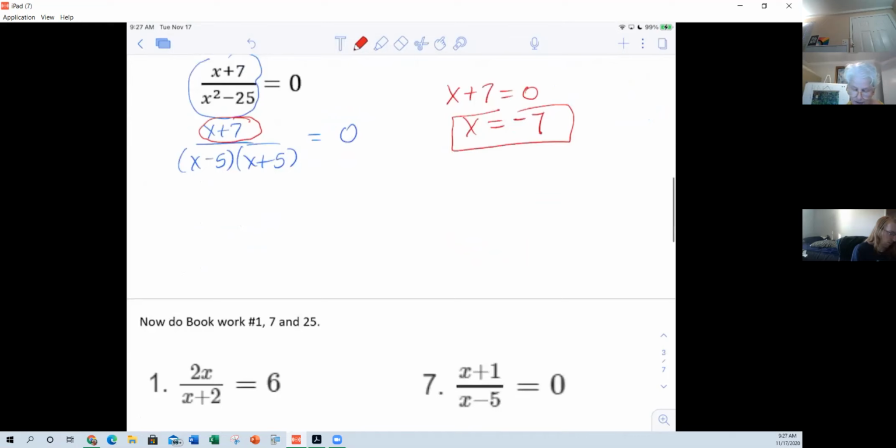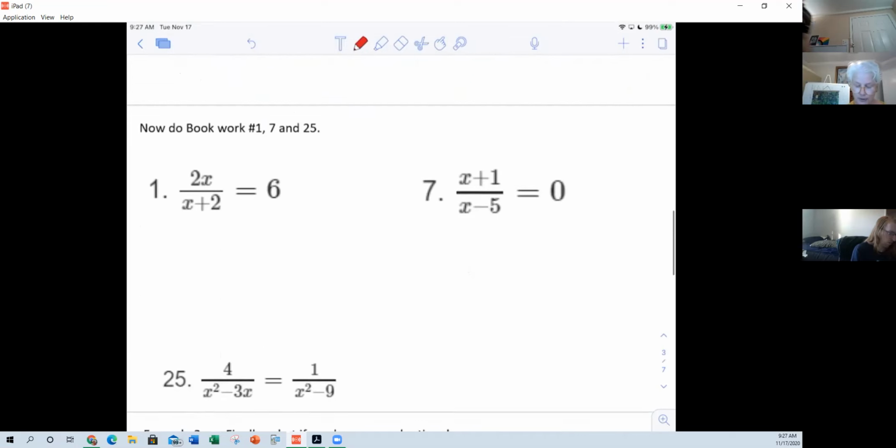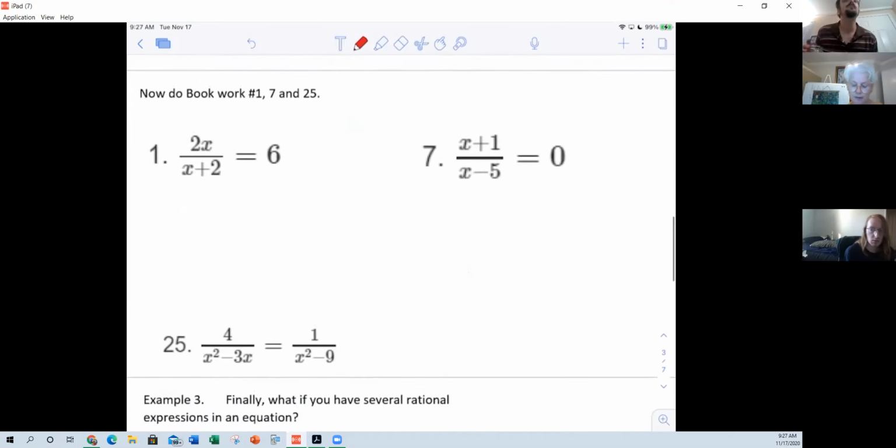Okay, so now let's do the bookwork. The 3 problems in the bookwork that are set up like this are 1, 7, and 25. So I want everyone to do bookwork number 1, 7, and 25. And in a few minutes, we'll discuss these together.